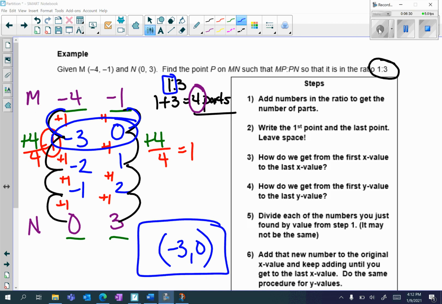So starting with M, -4, -1, and N, 0, 3, those are the two endpoints. After splitting up the line segment in a ratio of 1 to 3, after one section, I'm left with the point -3, 0. Let's look at another example.